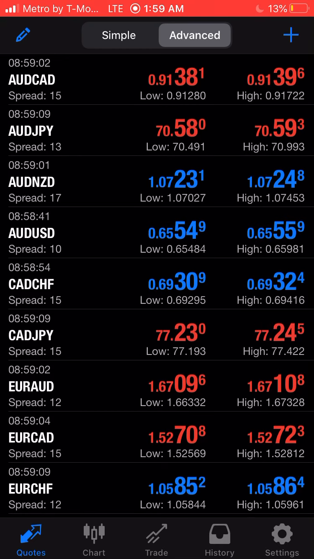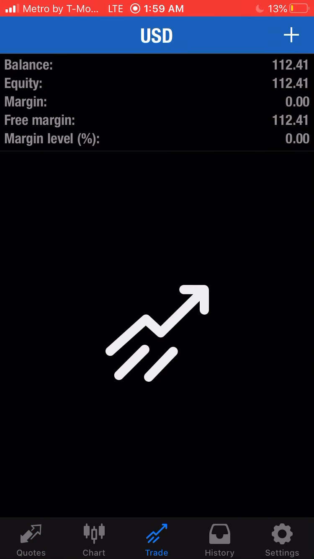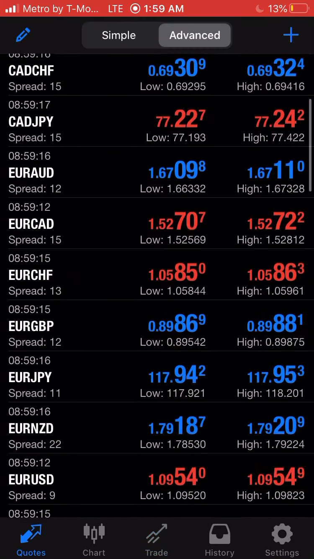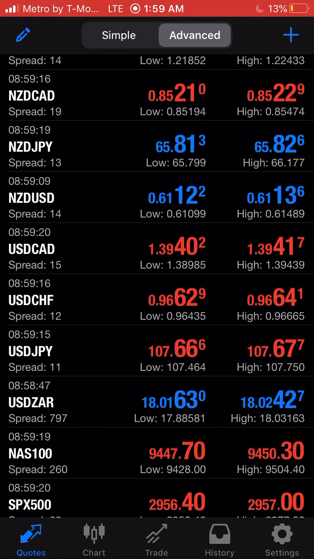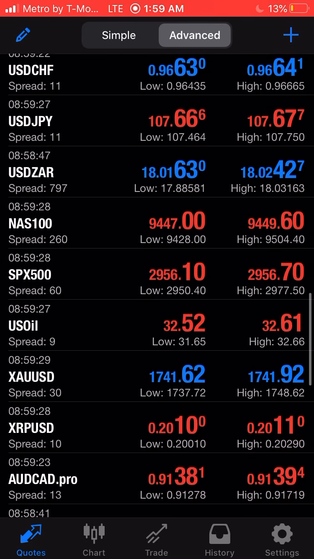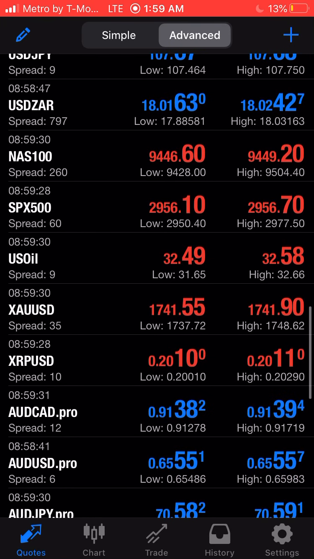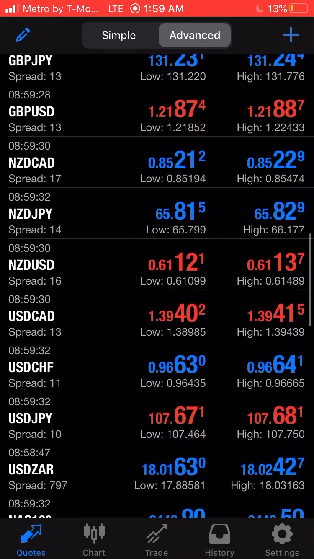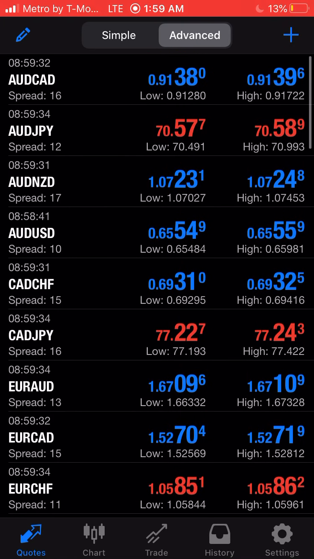For example, I have a $112 account. I'm not going to enter trades that have gold, NAS 100. You can see right here, NAS 100. Look at the spread at 260. USD ZAR, those are called exotic pairs. We are not going to enter that with a $100 or below account. That is too dangerous, and you can risk a lot of your money, or maybe even all of your money if you enter any of these trades.